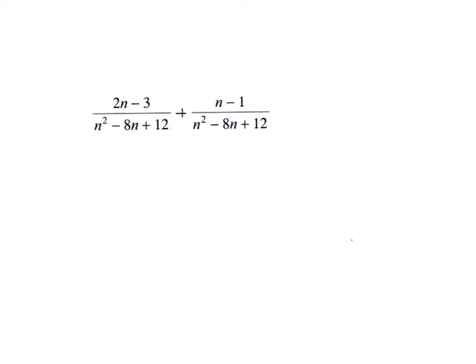Alright, so let's try this next example. We have 2n minus 3 over n squared minus 8n plus 12, plus n minus 1 over n squared minus 8n plus 12. Notice this is an addition problem. We're going to be adding across the numerators as long as we have a common denominator. We do have a common denominator. So that common denominator stays here, n squared minus 8n plus 12. And in the numerator we have 2n minus 3.